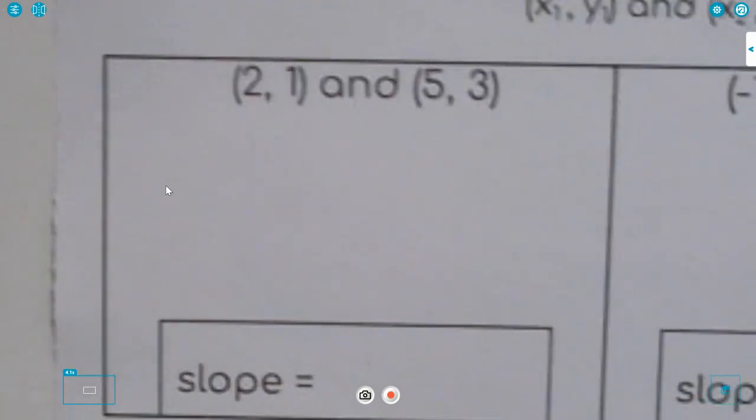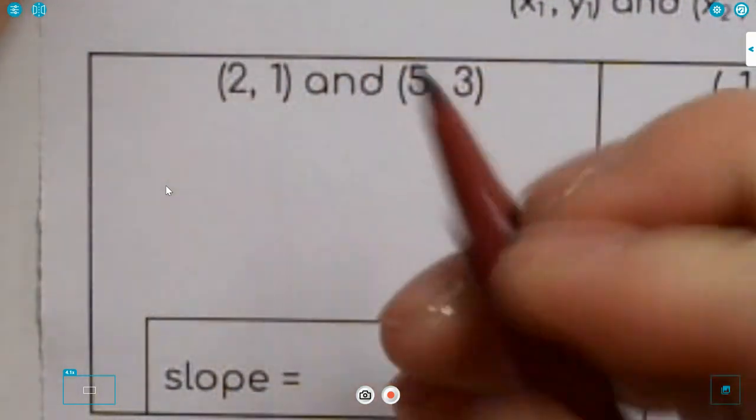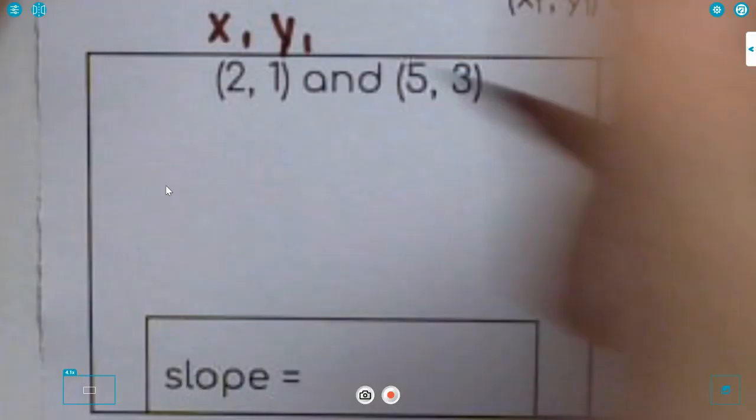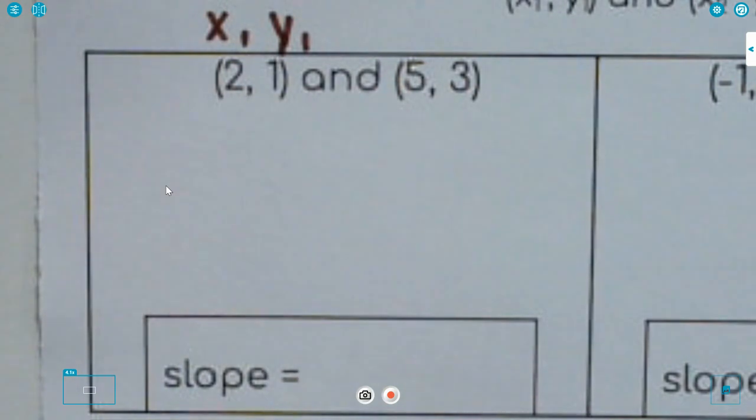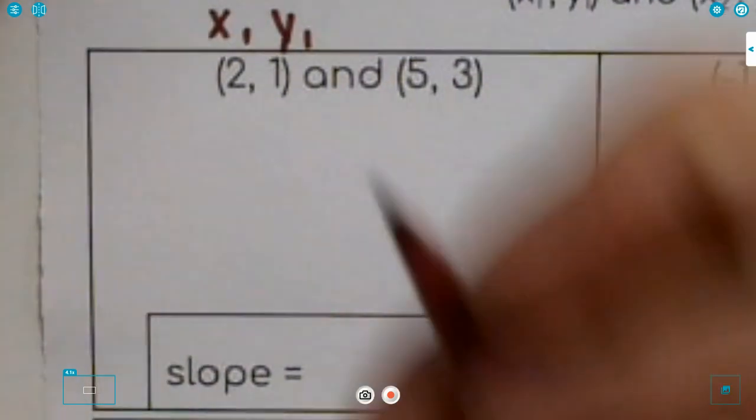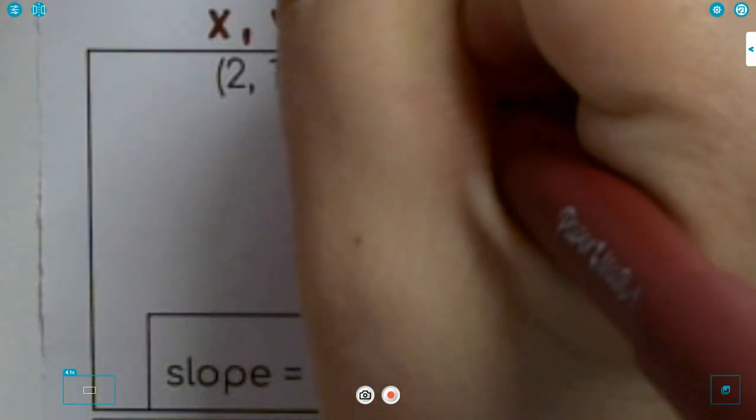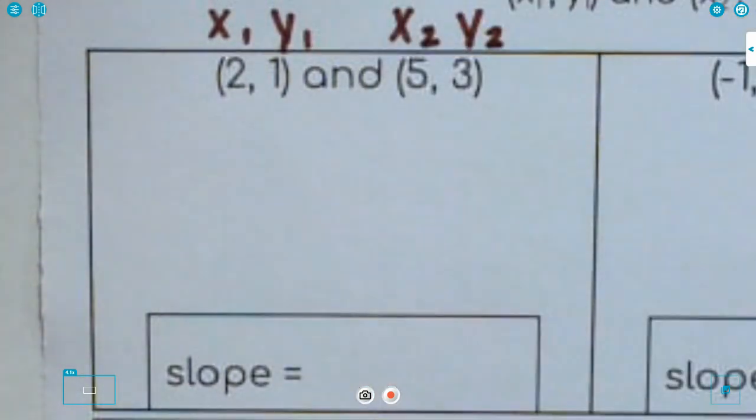So the first thing that I'm going to do, just right above it, where it says 2, 1, I'm going to label that X1, Y1. Because that is the X and the Y from my first ordered pair. Then 5, 3, I'm going to label that X2, Y2. That is the X and the Y from my second ordered pair.